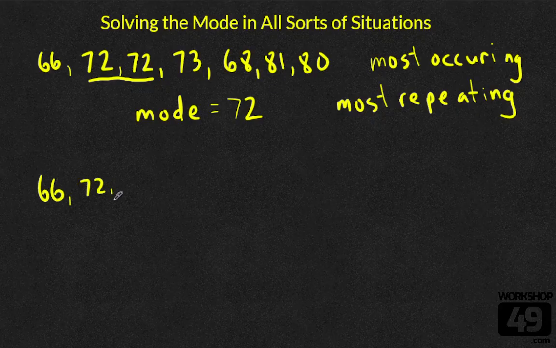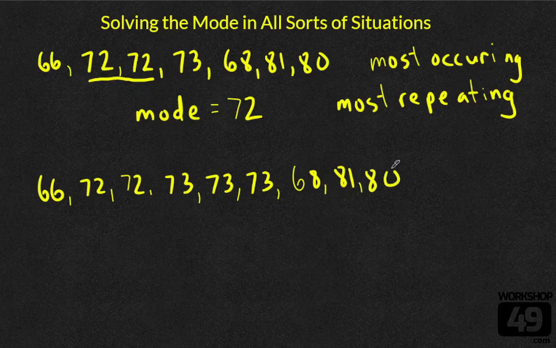If we had had this same list of numbers, I was going to chuck it down here, so the exact same list of numbers almost, except we got some extra 73s in there. This changes the question because now 72 is no longer the number that repeats the most often. The number that repeats the most often now is 73. So in this case, the mode would equal 73.